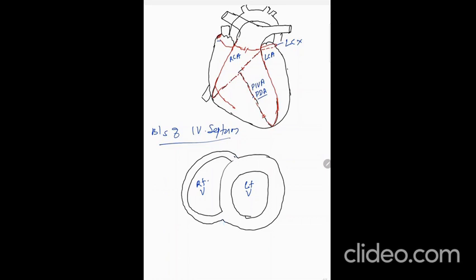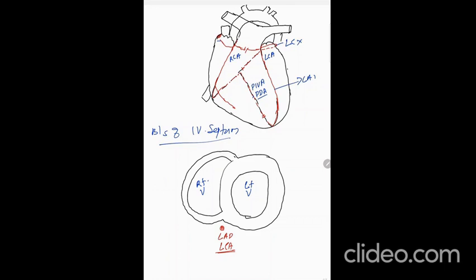Again, you can see that at the anterior interventricular sulcus, what structure is there? We have the LAD, that is the left anterior descending artery, the branch of the left coronary artery. So we can write LAD, the branch of the left coronary artery.